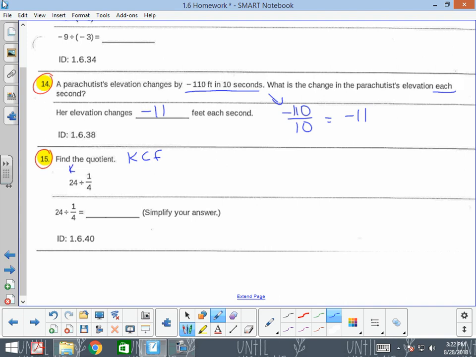We keep the first number. Now you can put it over 1 because it's a whole number. Change the division to multiplication, and then flip the next number. So that's 4 over 1. So we're going to multiply top times top. 24 times 4 is 96. Bottom times bottom. So that's numerator times numerator and denominator times denominator. And simplify, because it says simplify your answer. So that's 96.